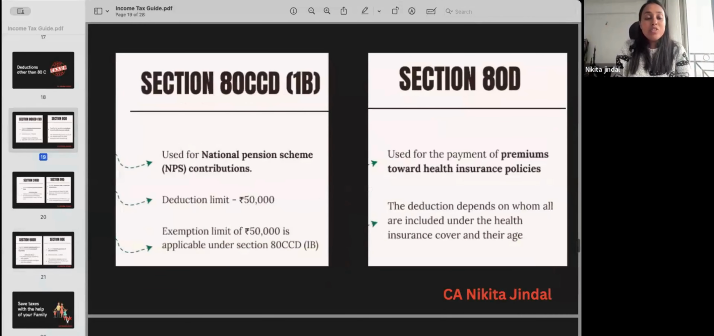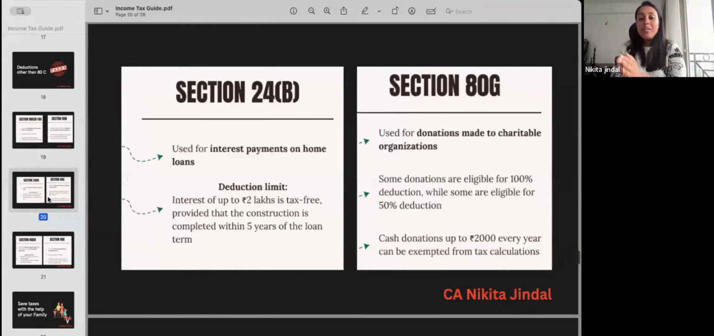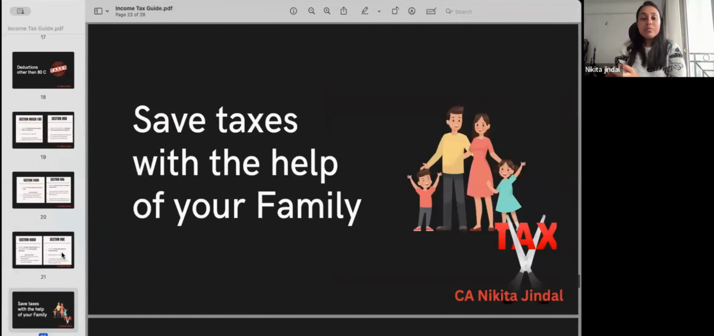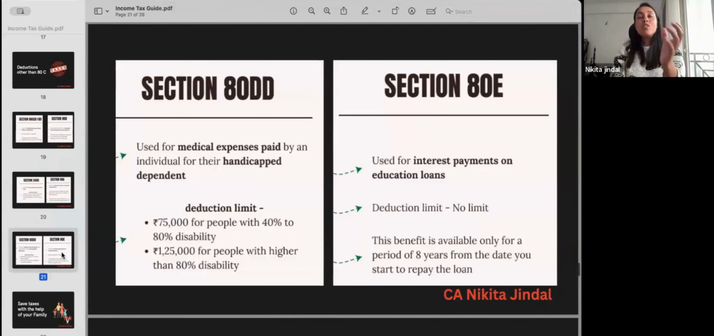So let's go through it again. We have talked about the NPS. Overall NPS has a 2 lakh deduction: 1,50,000 you can claim under 80C and another 50,000 under 80CCD. The other one is 80D, that is the mediclaim insurance. Other than this, section 24B, that is interest payment on the home loan. And 80G, that is donations to charitable organizations. Then 80DD, that is the medical expenses you are paying for handicapped individuals. And the other one is 80E, that is interest payment on education loans.